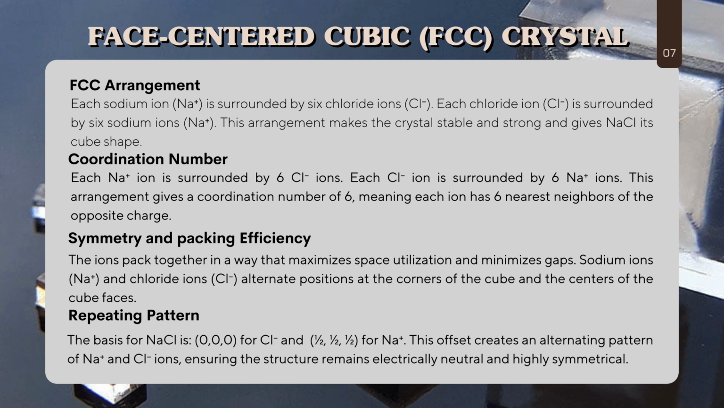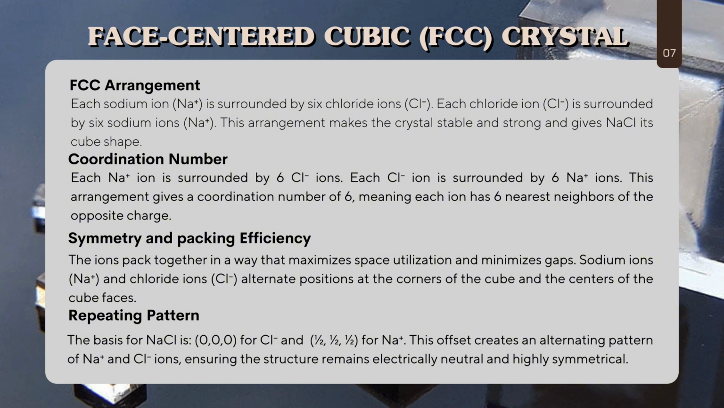Next, one of the important characteristics of the FCC structure is its symmetry and packing efficiency. In this arrangement, the ions are packed closely together in a way that maximizes space utilization while minimizing empty gaps. Sodium ions and chloride ions alternate positions at the corners of the cube and the centers of the cube faces. This close packing creates a strong and stable crystal.